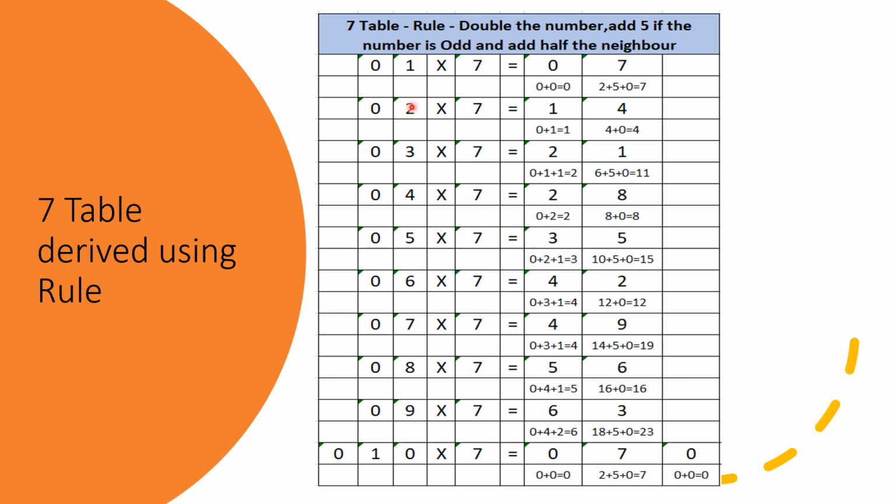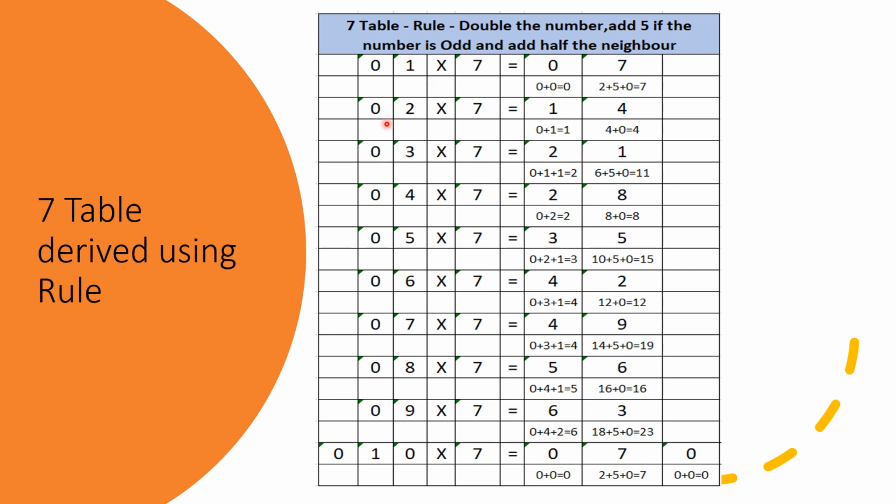Let's have a look at the 7 table. And the rule is the same as 6. The only thing is that we need to double the number, and the rest of the rule is the same as 6. So let's start with 01 and 1. Here we are doubling the number 1, 2, plus add the neighbor, the neighbor is 0, and plus 5 because it's odd, so 2 plus 5 plus 0 equal to 7. And here 0 plus half the neighbor. 1 is a neighbor, half of 1 is equal to 0, so it is 0.